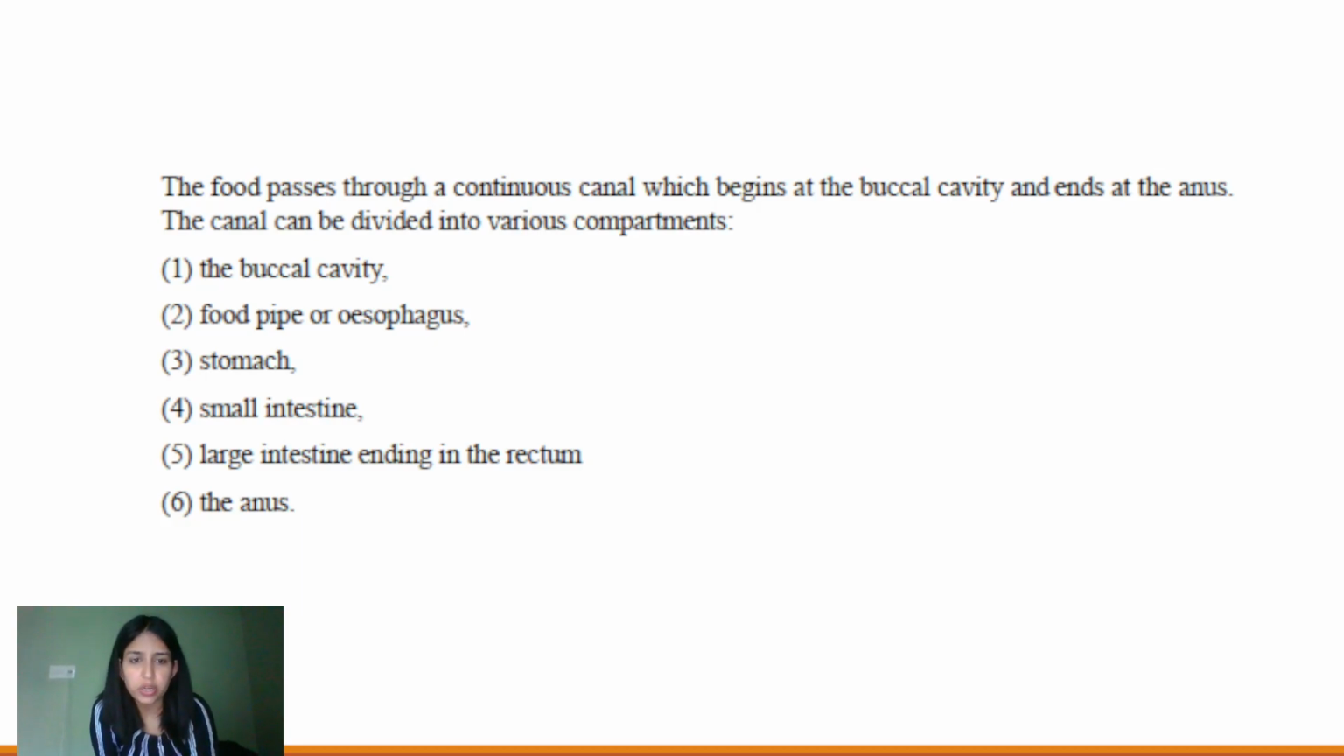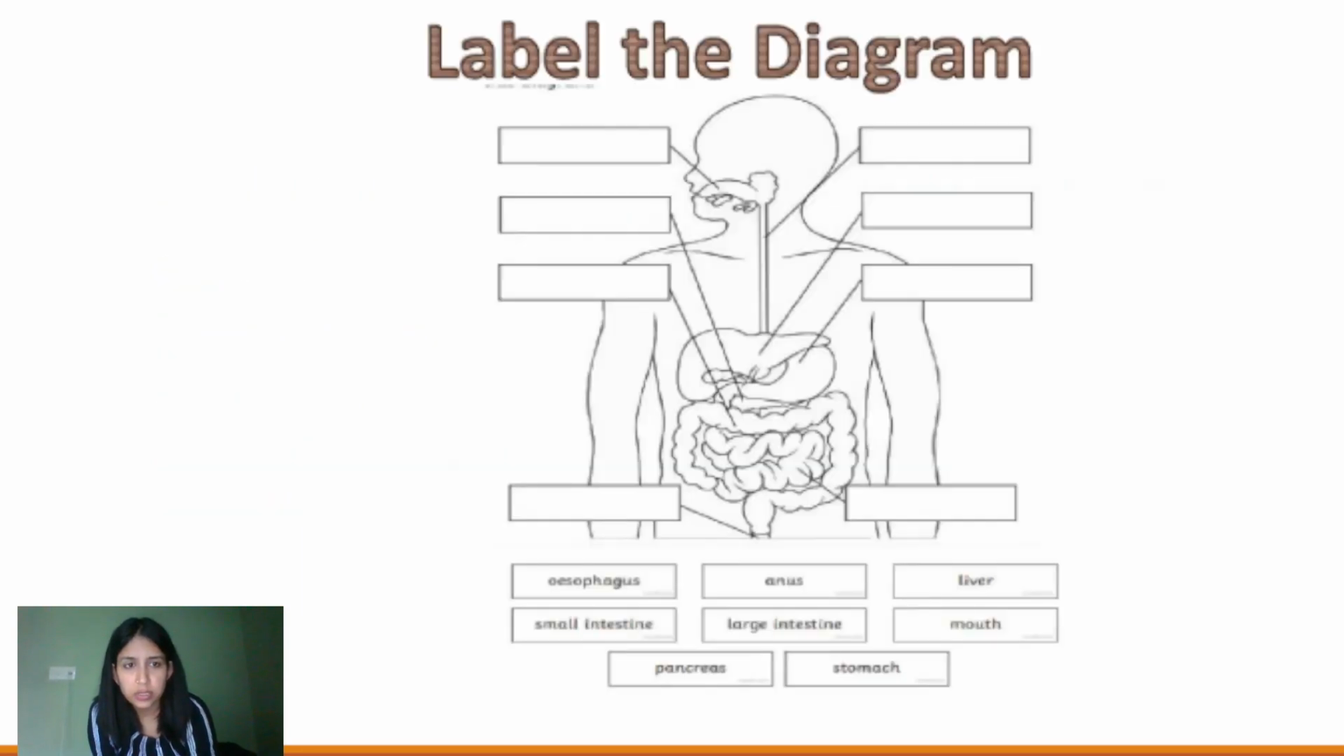So I hope you are clear about it. Now I hope you are able to label this diagram. We have the hints at the bottom. I have just explained this diagram to you.